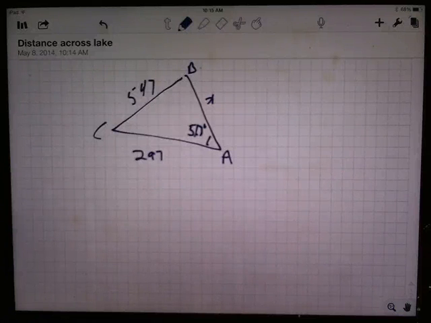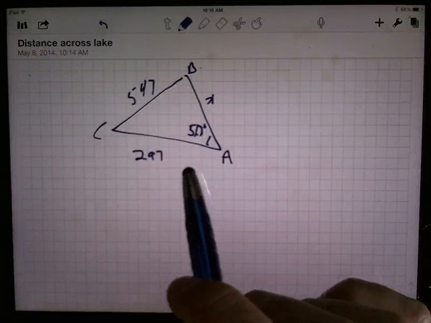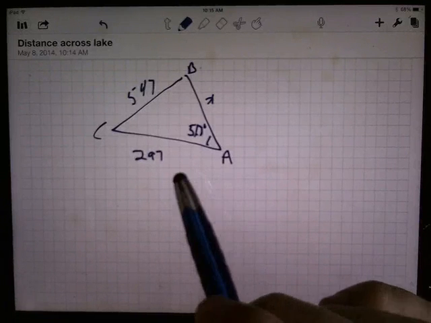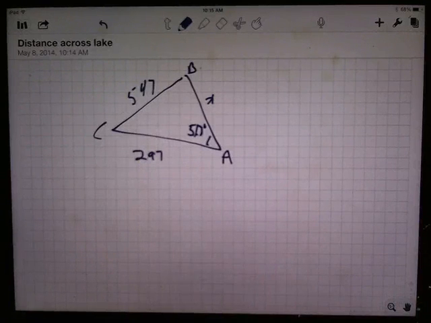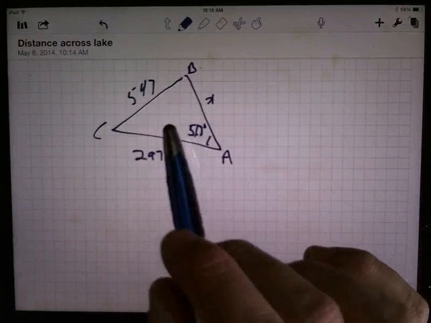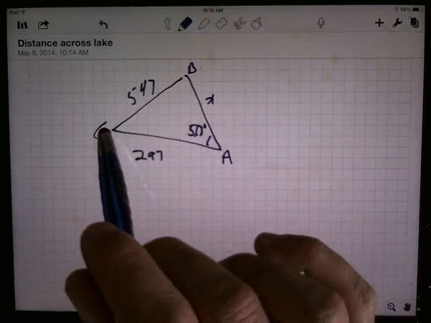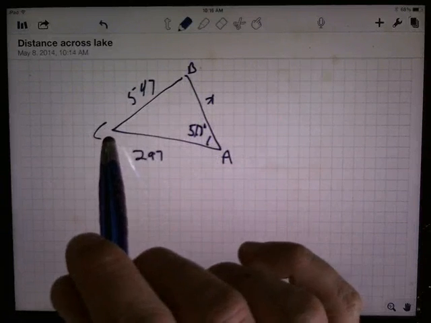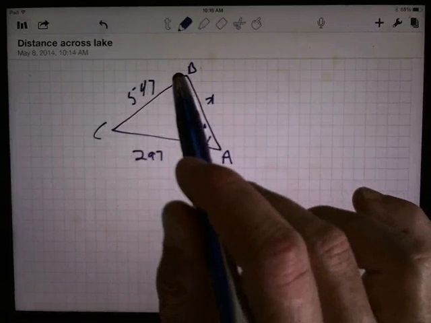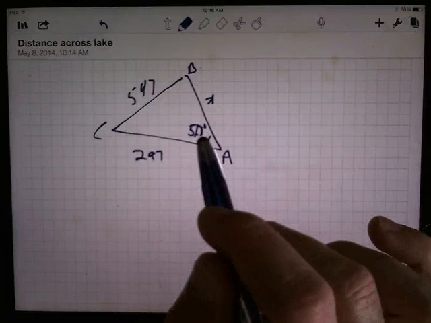All right, here's the distance across the lake problem. These are the numbers that everyone's got slightly different numbers, but these are the ones from Emily's that she reported here in the question. They want to know the distance from A to B. They pick a point C out here. They can measure this distance as 297. They measure this distance as 547, and they say this angle here is 51.7 degrees.